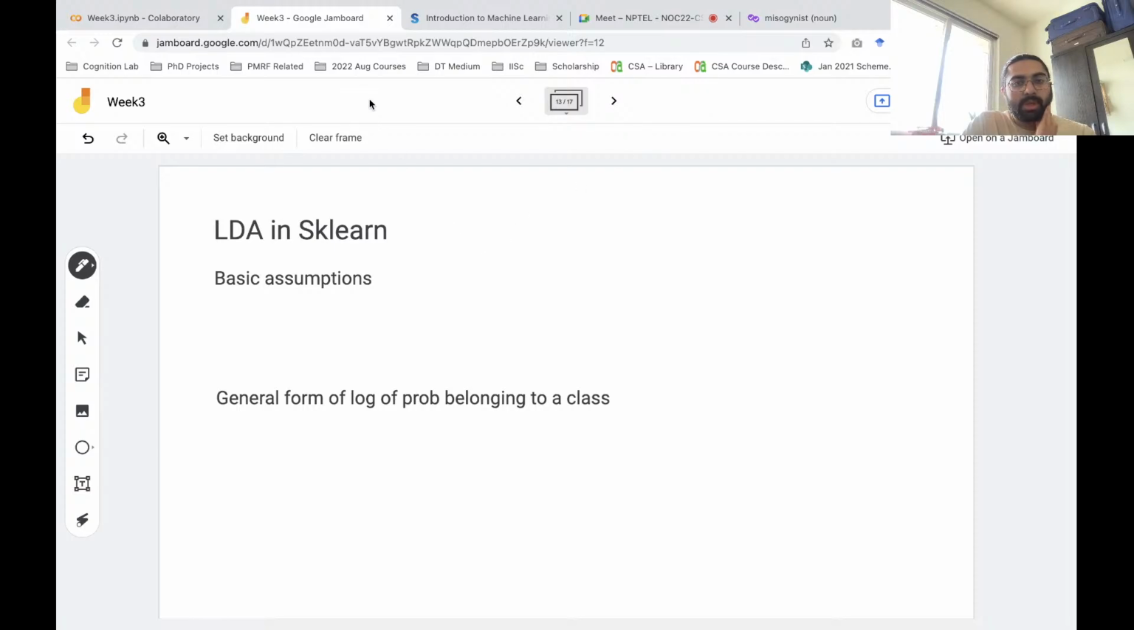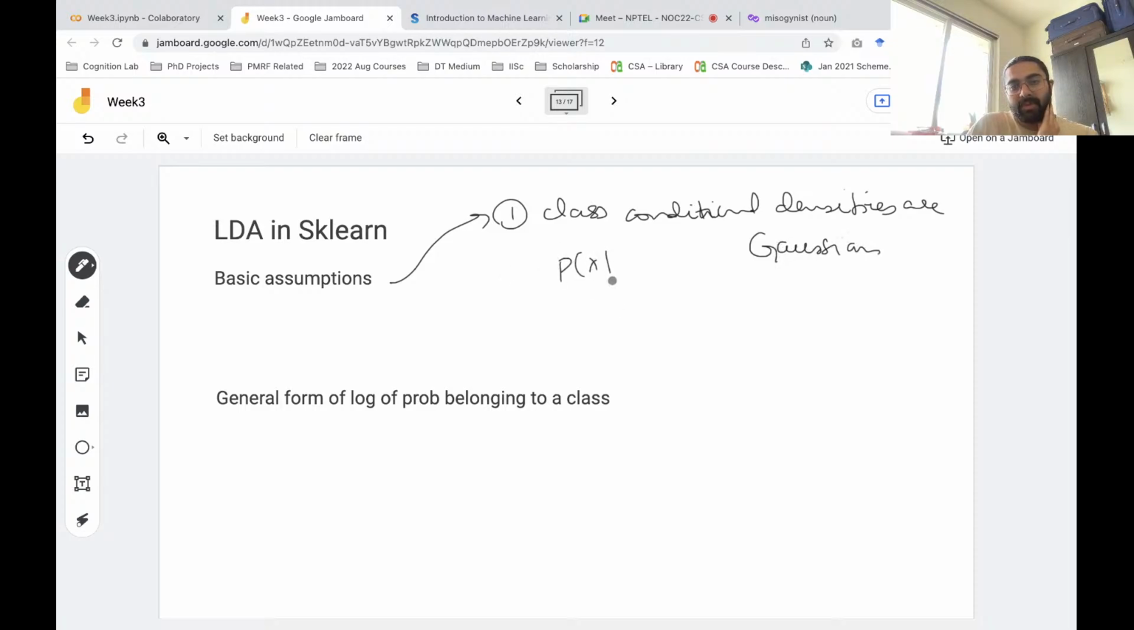All right, so we'll go to the programming part of this session. In LDA, what are the basic assumptions we are making? They're basically twofold. One is that the class conditional densities are Gaussian. So the probability of x given some class y equal to k is Gaussian.